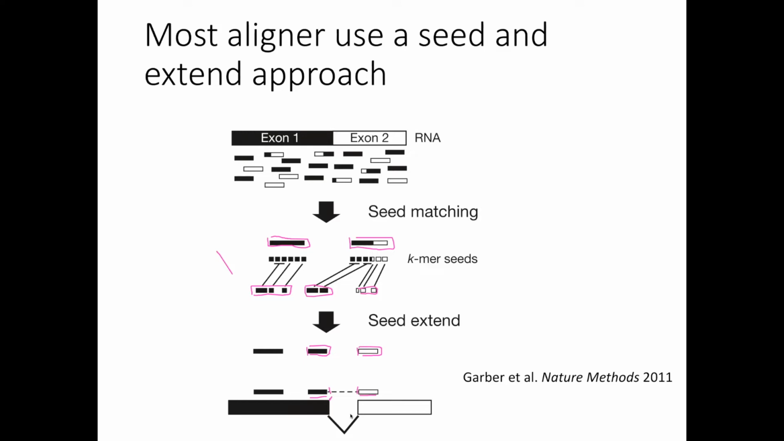So that's basically how you do it. You take your read, you split it up in small pieces, you align these pieces to the genome, and by having these pieces, they can extend them and bring them together. And then the next step is to identify where the intron junction actually is and create a mapping like this.